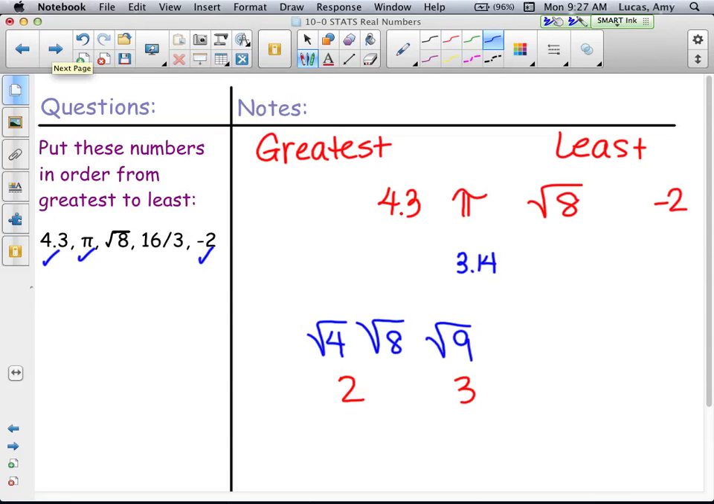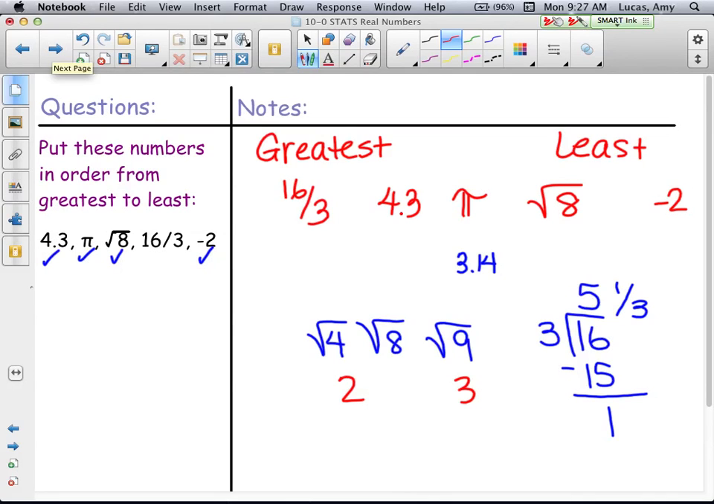And then 16/3, if I divide 16 by 3, 3 times 5 is 15. So I know I've got 1 left over, so 5 1/3. So that makes 16/3 the greatest, if it's 5 1/3. Be careful with the wording because sometimes it will say least to greatest and other times greatest to least.